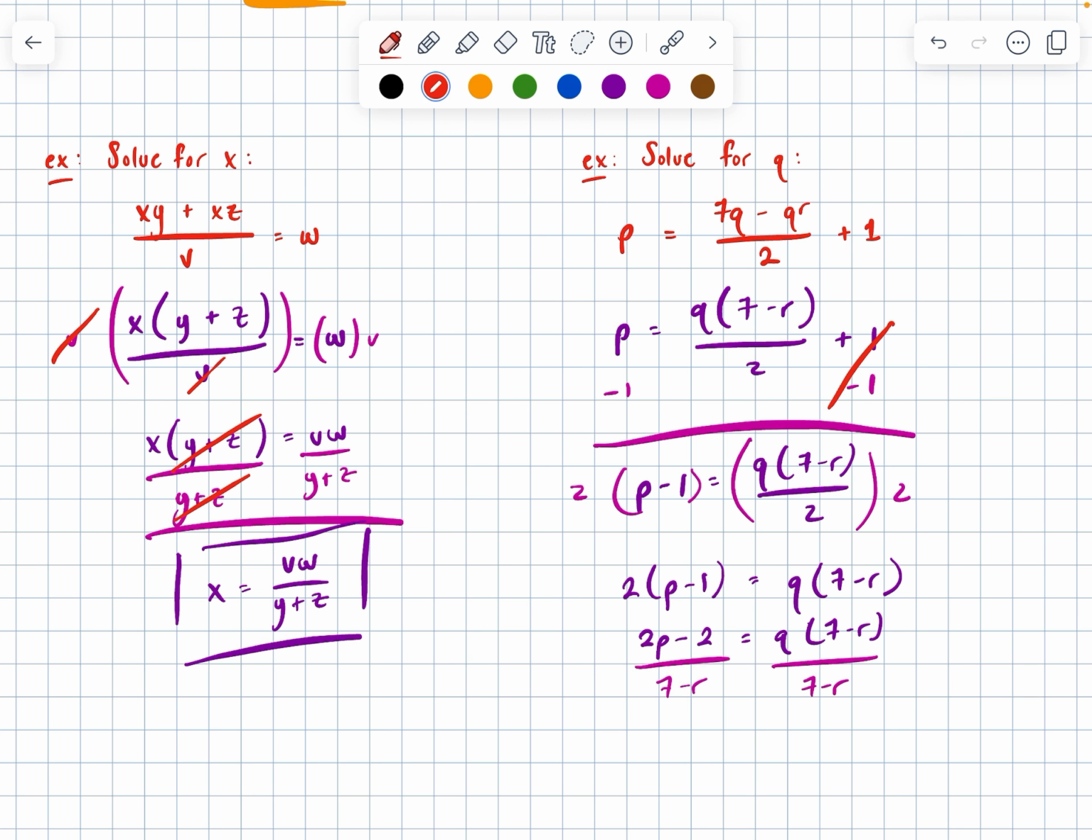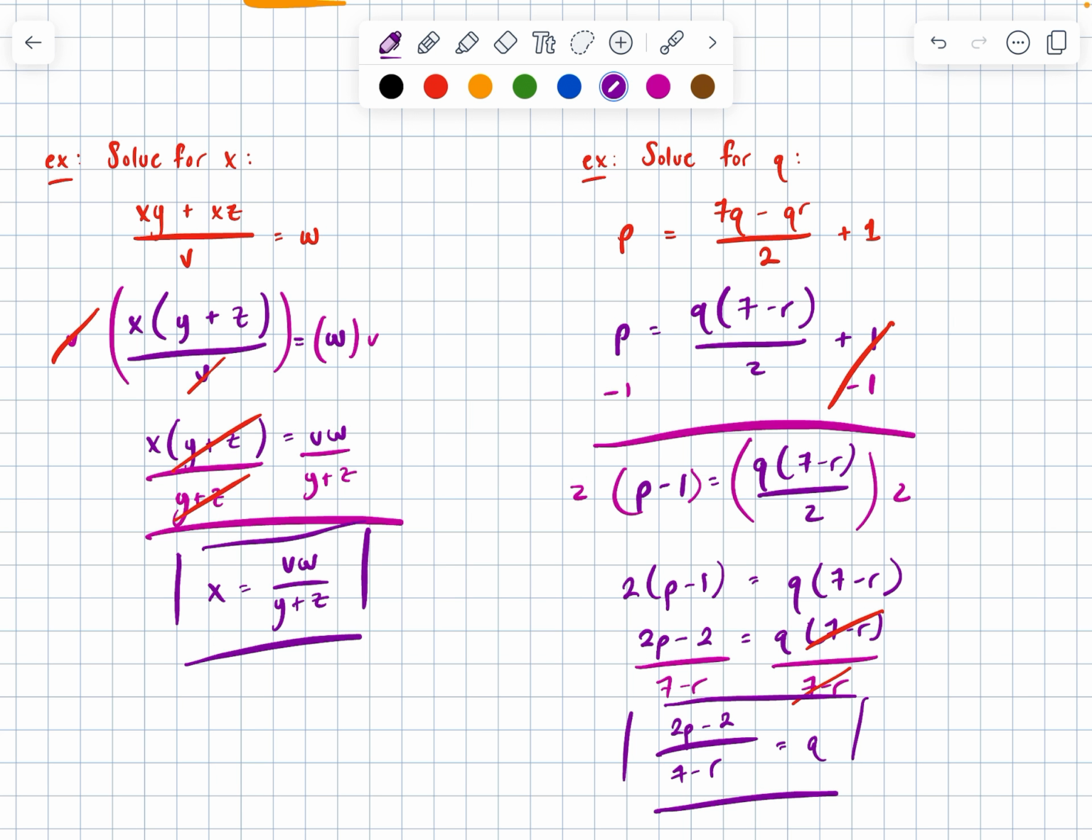I want to get rid of that times 7 minus r. Let's divide by 7 minus r to do it. In this case, on the right side, they undo each other. And I've got 2p minus 2. Or if I left it undistributed, then I've got 2 parentheses p minus 1 all over 7 minus r equals the q that we wanted by itself.